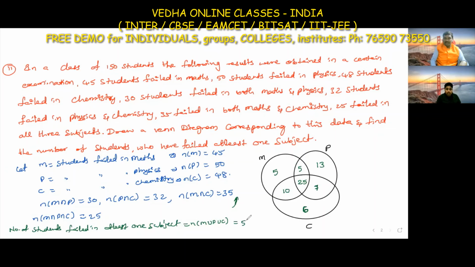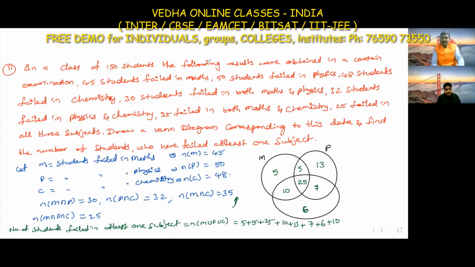That means 5 plus 5 plus 25 plus 10 plus 13 plus 7 plus 7 plus 6 plus 10. 17. So 5 and 5, 20. So 20, 25, 45 plus 10, 55.